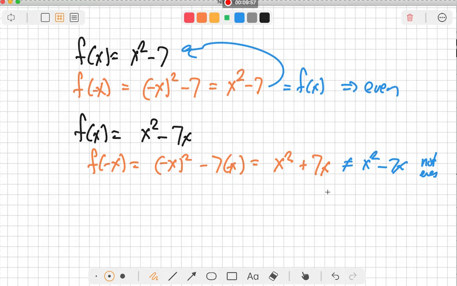And it's not going to equal the opposite of x squared minus 7x, which would be a negative x squared plus 7x. We got the plus 7x. We don't have the negative x squared, so it's not odd. So this one is neither.